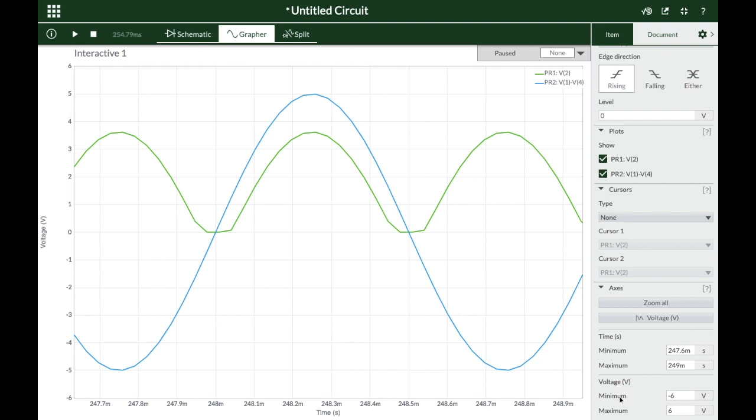The voltage levels selected over here are minimum is minus 6 volts and maximum is plus 6 volts. We can see that the input signal has peak value of almost 5 volts on the upper side and minus 5 volts on the lower side.